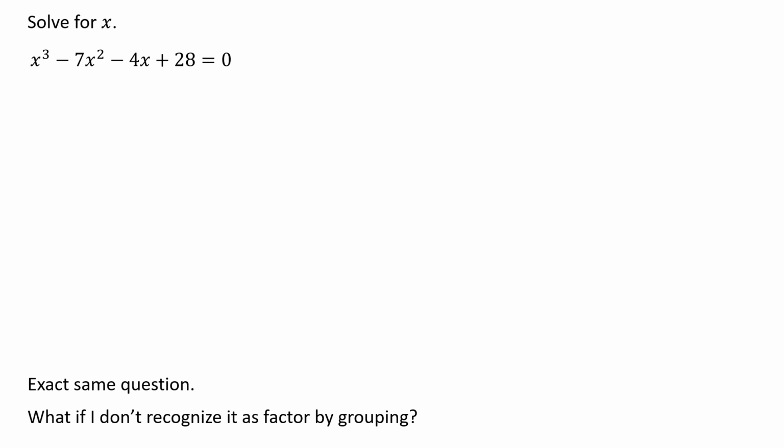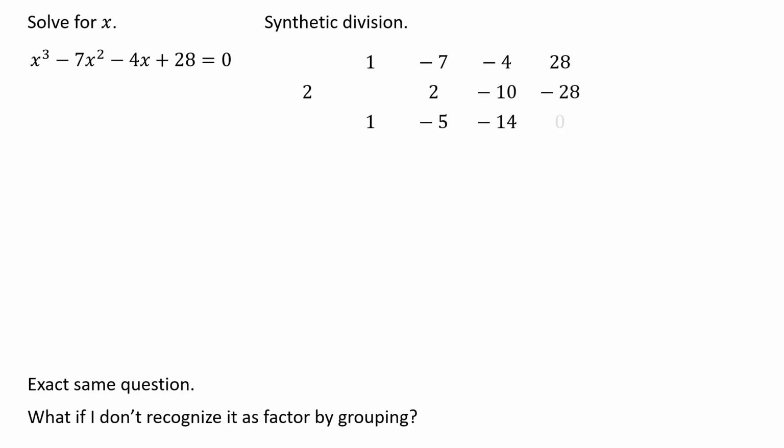Hey, it's the exact same question. What if I don't recognize it as factor by grouping? Well, synthetic division. I'll try positive 2 because that's the factor that seems to work most often. Drop, multiply, add, multiply, add, multiply, add. Oh my goodness, it worked. So 2 is one of my solutions, and then I'll find the others.